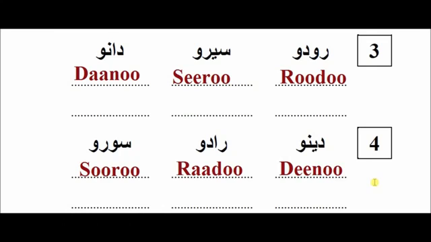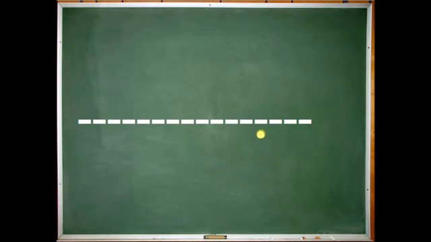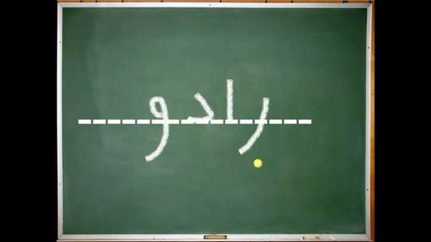Okay. The next word was Radu. Radu. Written. The ra not connecting to the alif. The alif, of course, not connecting to the daal. The daal not connecting to the wow. Radu. Okay.